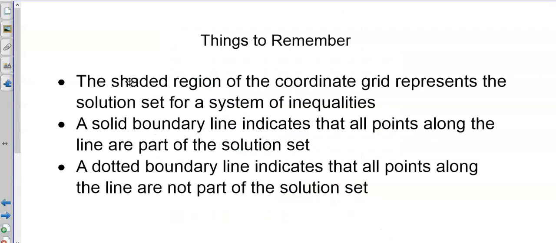So the things to remember: this shaded region is where you find your solutions. If you have multiple inequalities, so you have a system of inequalities, you look for the part that's shaded by all of the inequalities. That's where you will find your solutions. If the point is on a solid line, it's included in that solution set. But if a point is on a dotted line, then it's not included as a part of your solution set.